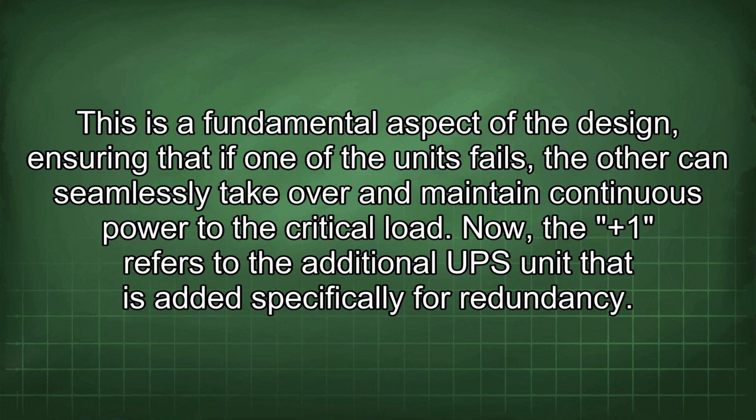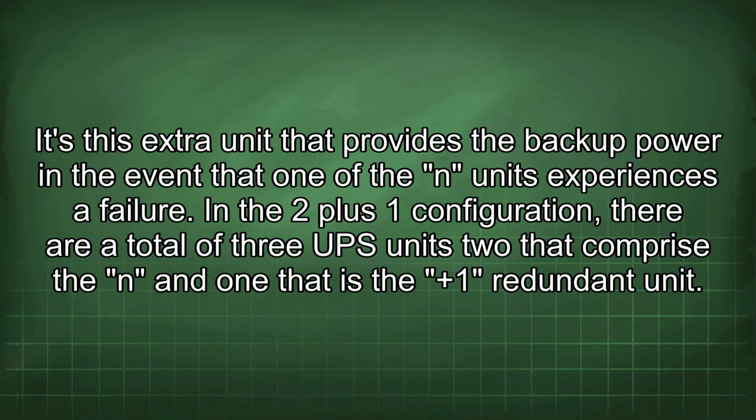This is a fundamental aspect of the design, ensuring that if one of the units fails, the other can seamlessly take it over and maintain continuous power to the critical load. Now, the +1 refers to the additional UPS unit that is added specifically for redundancy. It's this extra unit that provides the backup power in the event that one of the N units experiences a failure. In a 2+1 configuration, there are a total of 3 UPS units, 2 that comprise the N and 1 that is the +1 redundant unit.